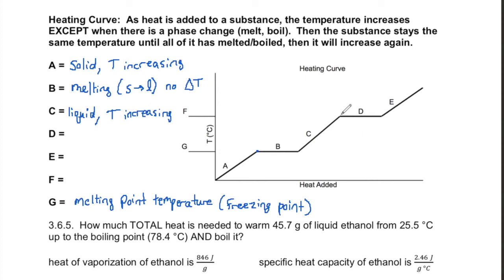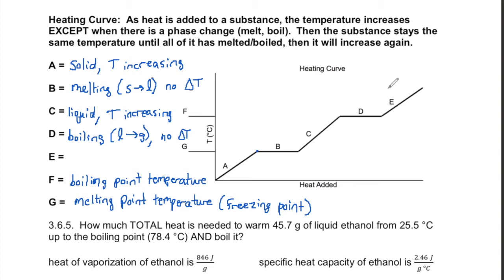Then once this liquid gets hot enough, the liquid will be boiling and there will be no change in temperature. So the liquid will be changing to gas without a change in temperature. It will stay at temperature F the entire time, which would be the boiling point temperature. At the end of curve D, once all of the liquid has become gas, now we have a gas, and if we keep adding heat, the temperature of that gas will increase. So we can have a gas that's quite hot.